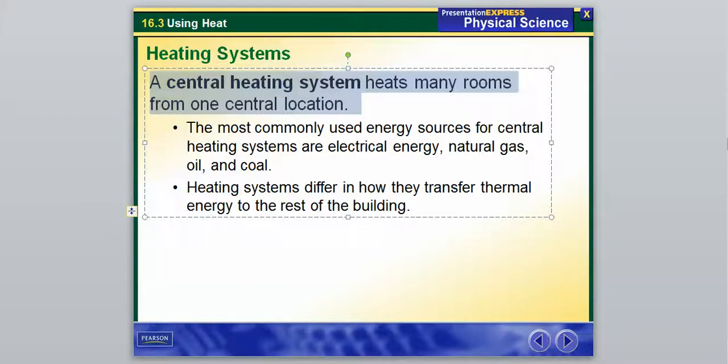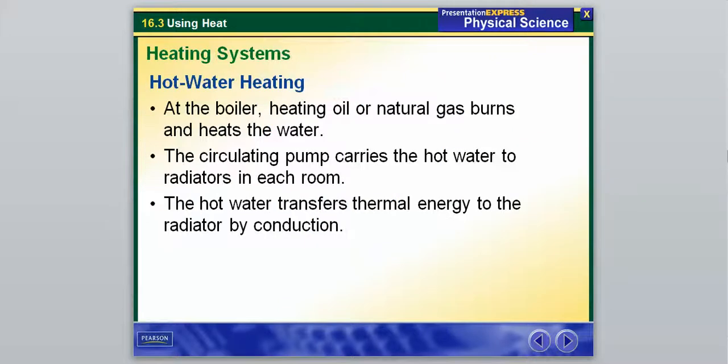One way is by hot water heating. In hot water heating, there's something known as a boiler, and at the boiler, heating oil or natural gas burns and heats the water. Then the circulating pump carries the hot water to radiators that are in each room, and the hot water transfers thermal energy to the radiator by conduction, because the hot water is directly touching the radiator, so the heat flows through it that way.